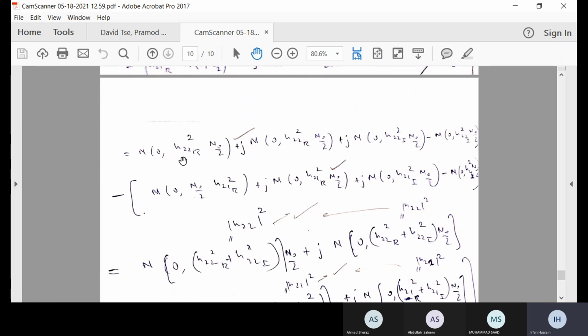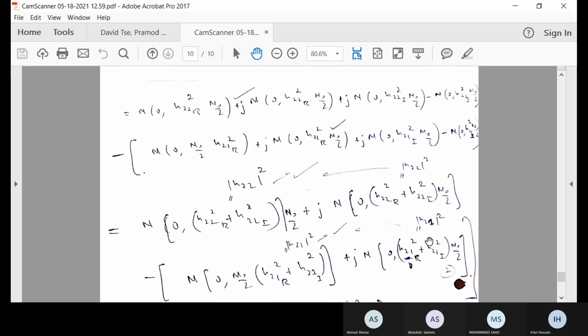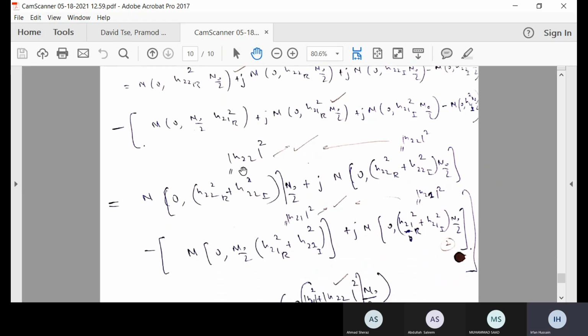Then you try to combine H22R with H22I. Both are real. So I combine this and this. Again, this negative can also go inside. This will also become square, so this will be positive, positive. You just have to add these two. Again, these two are imaginary. I just add them. I will get H22R plus H22I, and this will give me H22 mod square.